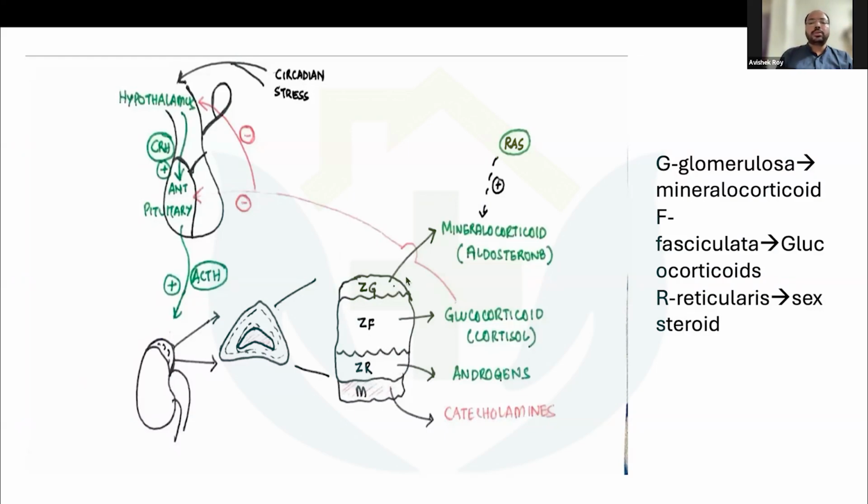Zona glomerulosa secretes mineralocorticoids. The main, important one of them is aldosterone. Fasciculata secretes glucocorticoids. Just remember the G is not for glomerulosa. So glomerulosa secretes mineralocorticoids, fasciculata secretes glucocorticoids, and reticularis secretes sex steroids, the androgens, the testosterones and the estrogens. And the medulla has a separate function of its own, namely the endocrinal part. It secretes epinephrine, norepinephrine, and so on.